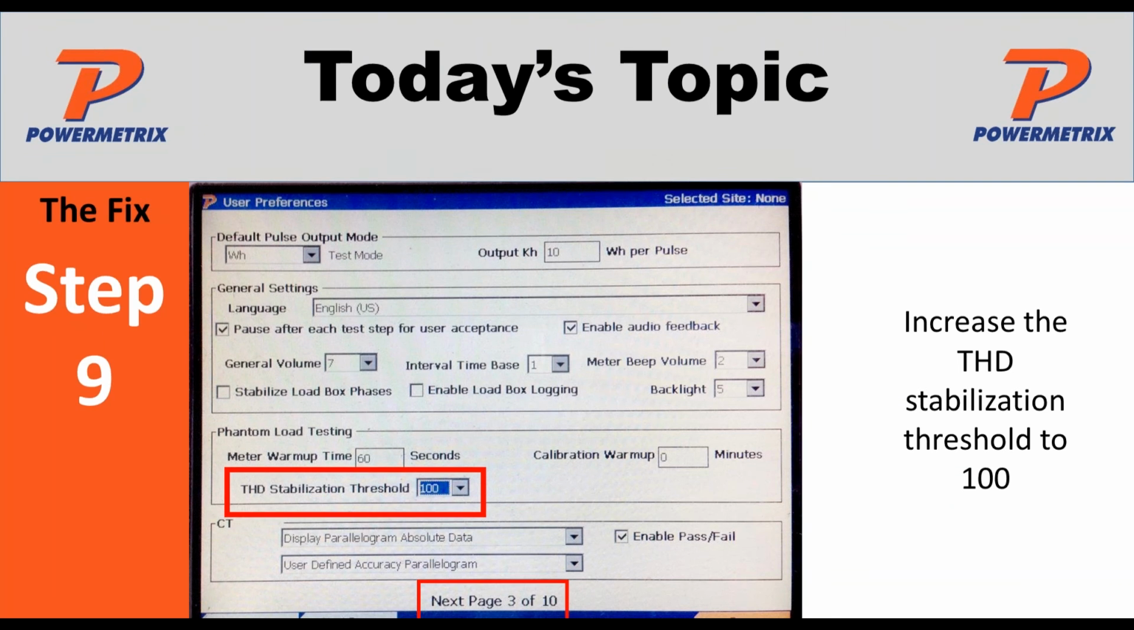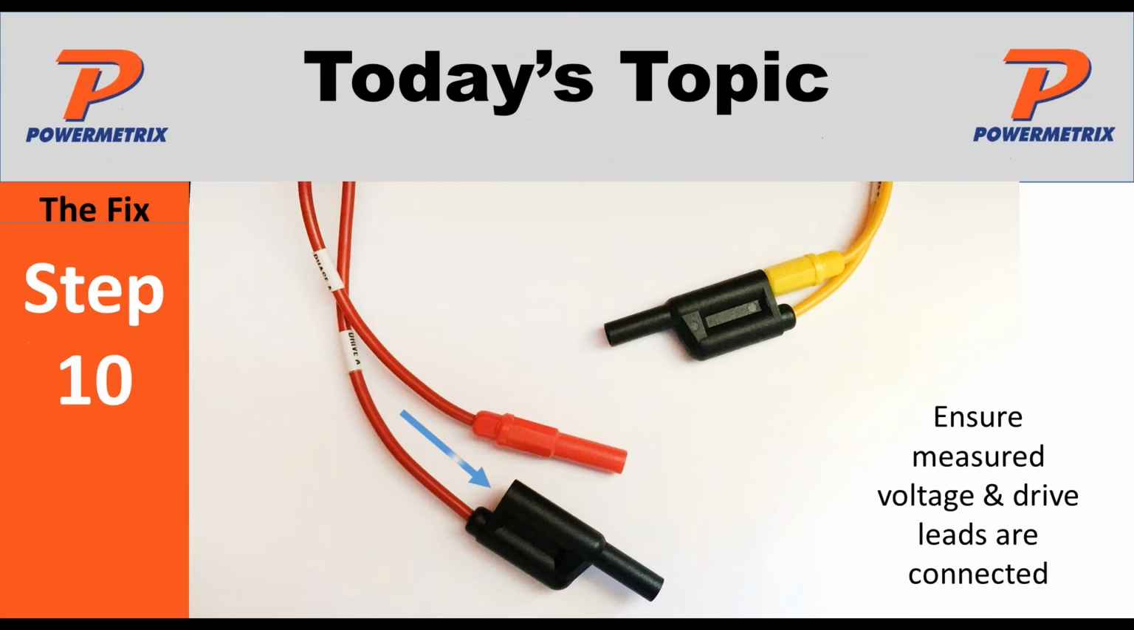And step 10, ensure measured voltage and drive leads are connected. I've seen this a lot too, where the guys try to run drive voltage and current, and they will remove the measured lead. And so once they do that, you will get a generator error. So we need to see the measured and drive in the same connection. If you remove that, we will have a problem there. So just make sure you keep them together.